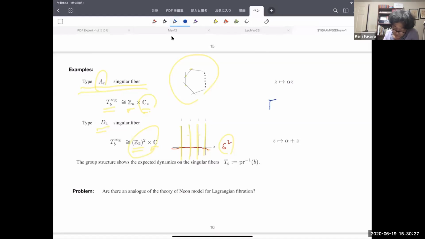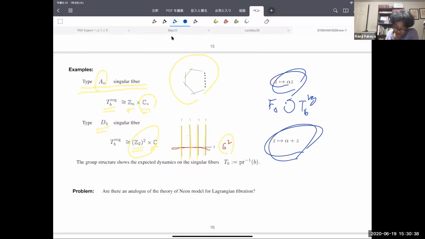So F0 should define some maps, but it should look like this. So this is somehow a kind of natural map on the fibers, and this is some kind of flow on this thing.